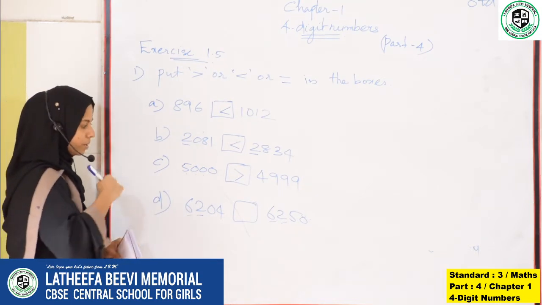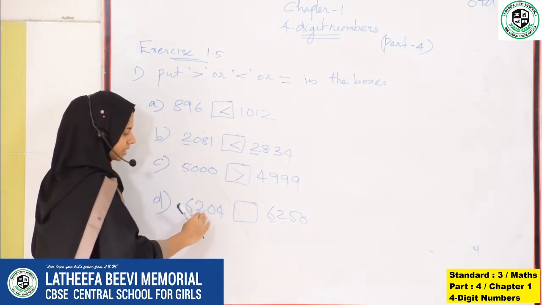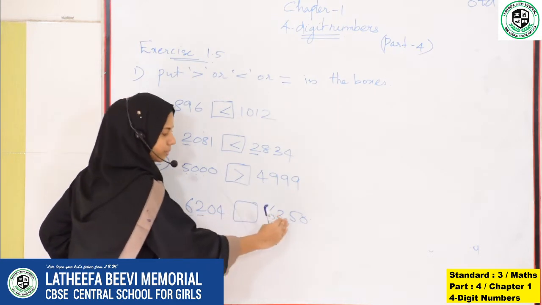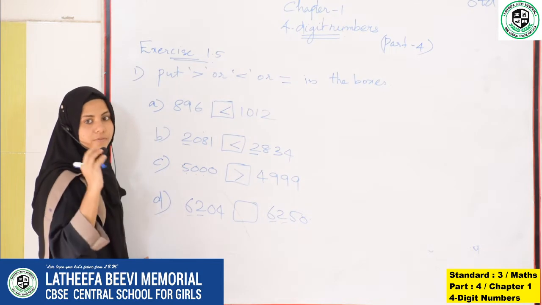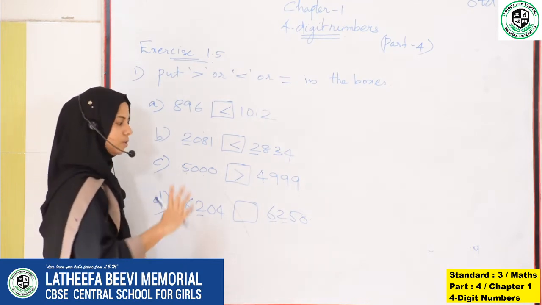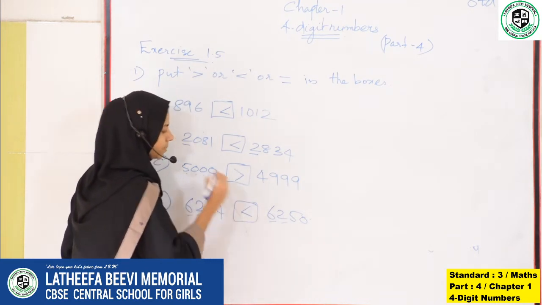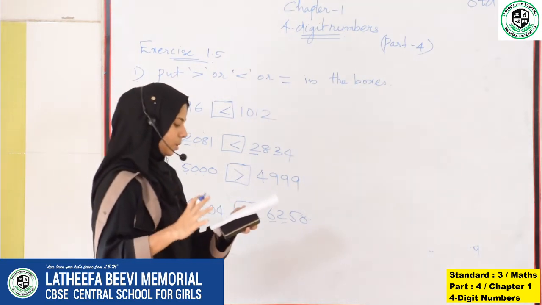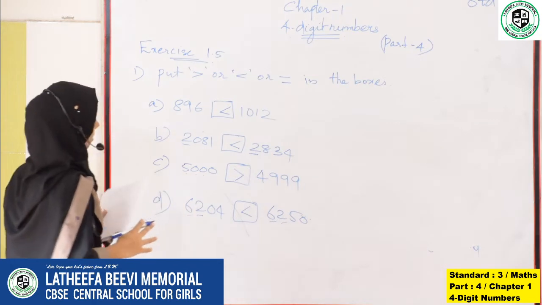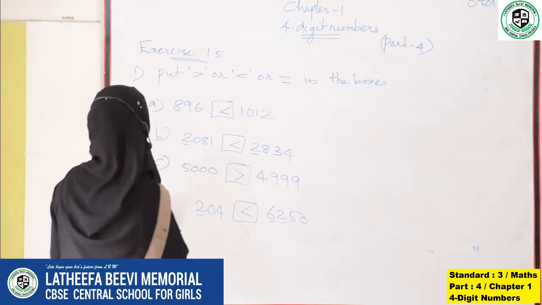Yes, we want to move to the next digit, that is 0 here and 5 here. We know that 5 is greater than 0. So which one is greater? This will become greater. You understand? That portion is over. Then moving to the next exercise, exercise number 2.